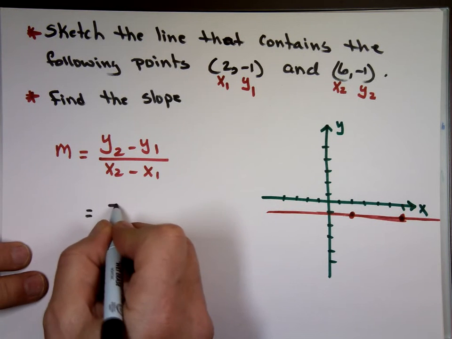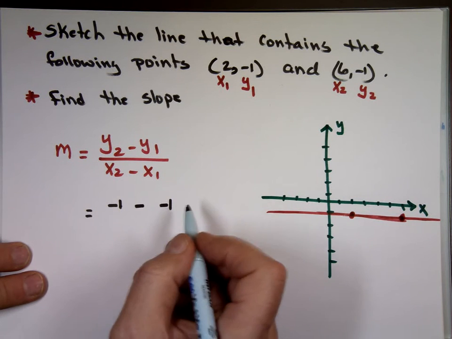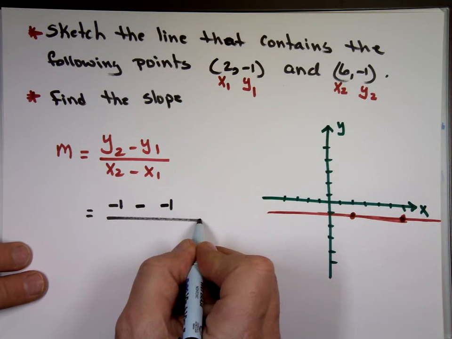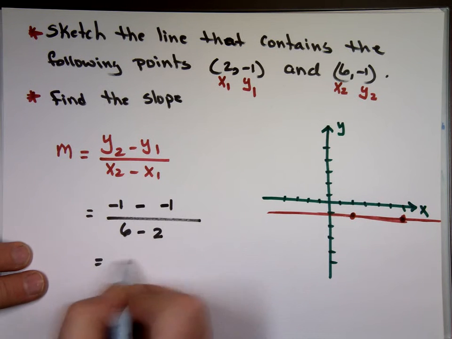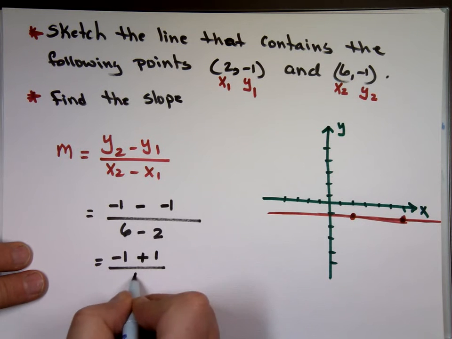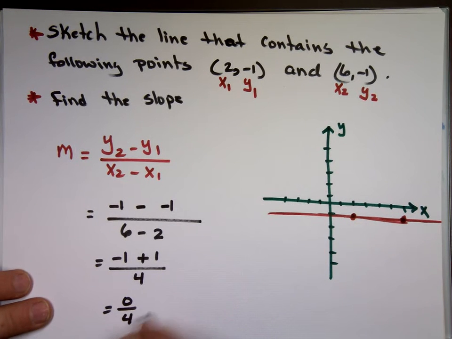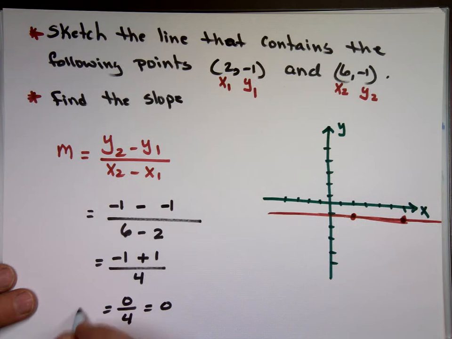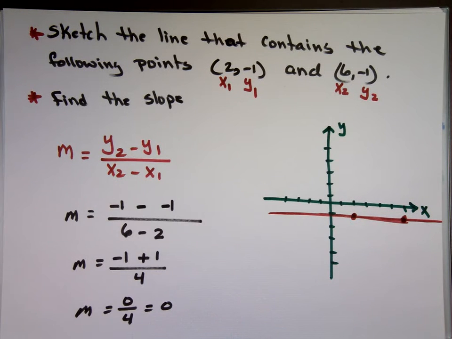Minus 1 minus negative 1 over 6 minus 2. That's a negative 1. Minus a minus is positive 1. What's negative 1 plus 1? 0 over 4, which is what? 0. So the slope of that line is actually 0. That's a 0 slope. Any horizontal line has a 0 slope.